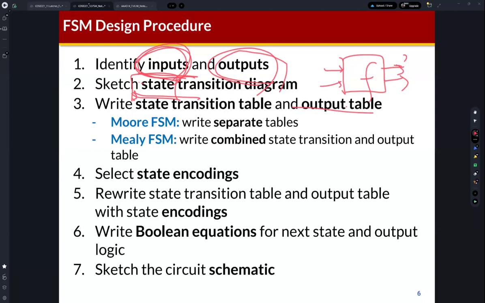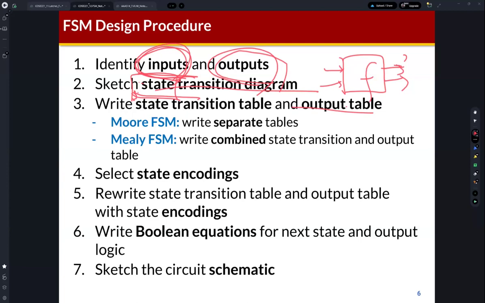Based on the state transition diagram, we can also define the output based on the current state. So we can make the FSM. For a Mealy FSM, the outputs are also influenced by the input signal. For a Moore FSM, the outputs are just determined by the current state, right? And for a Mealy FSM, the outputs are defined by input signals.